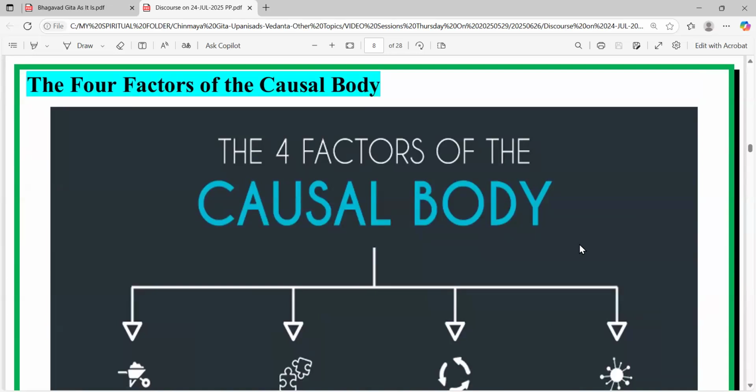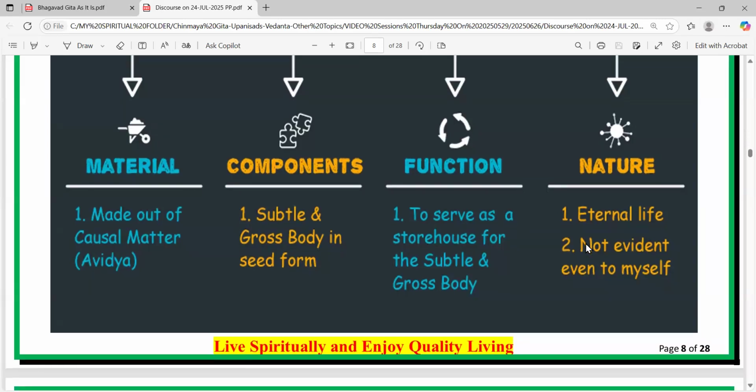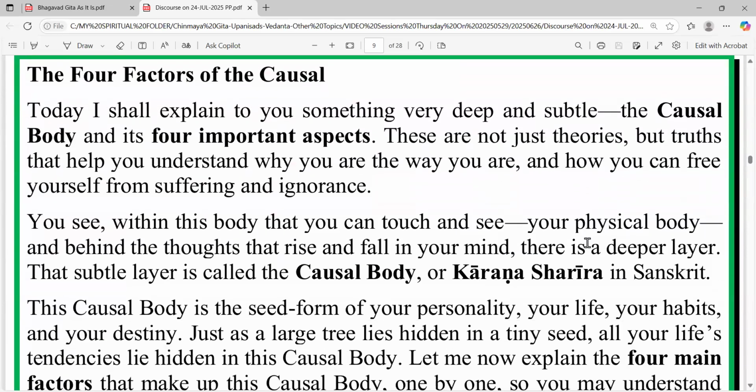Our second topic is the four factors of the causal body. Again, they are material, components, function, and the nature. Now, I shall explain to you something very deep and subtle, which is the causal body and its four important aspects. These are not just theories, but truths that help you understand why you are the way you are and how you can free yourself from suffering and ignorance.